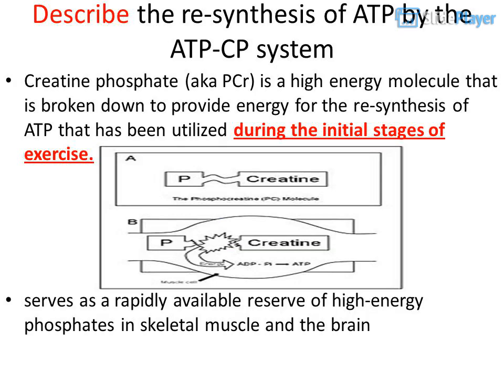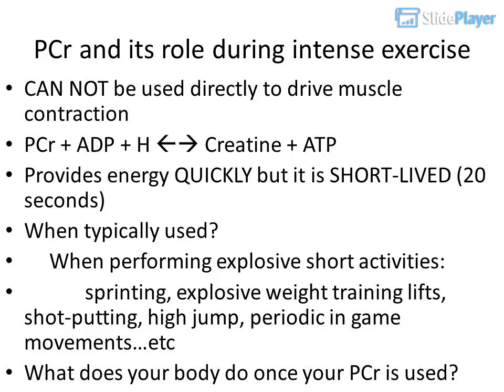Describe the resynthesis of ATP by the ATP-CP system. Creatine phosphate, aka PCr, is a high-energy molecule that is broken down to provide energy for the resynthesis of ATP that is being utilized during the initial stages of exercise. It serves as a rapidly available reserve of high-energy phosphates in skeletal muscle and the brain. PCr and its role during intense exercise.